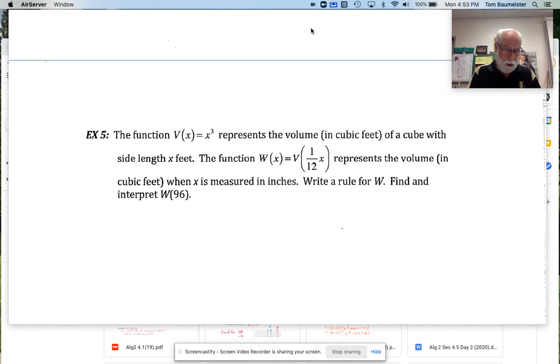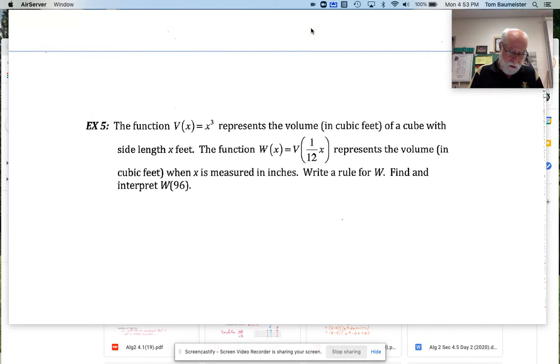And then we're going to model it here with the real world problem. The function v of x is equal to x cubed represents the volume in cubic feet of a cube with side length x feet. The function w of x is equal to v of 1/12 x represents the volume in cubic feet when x is measured in inches. Remember, to go from feet to inches, you're going to divide by 12. So write a rule for w, and then we're going to find and interpret w of 96.